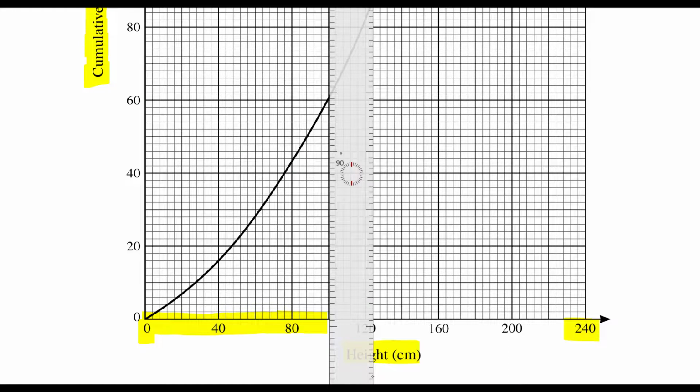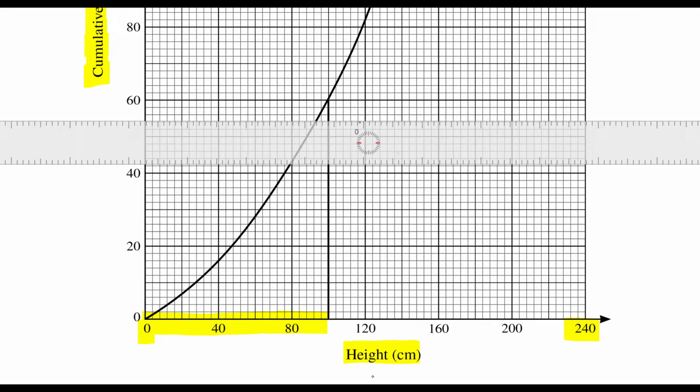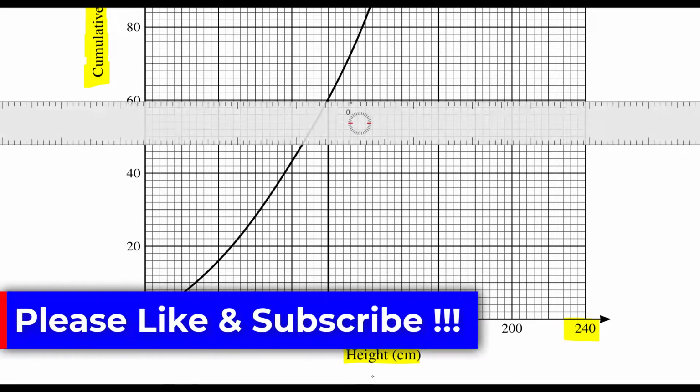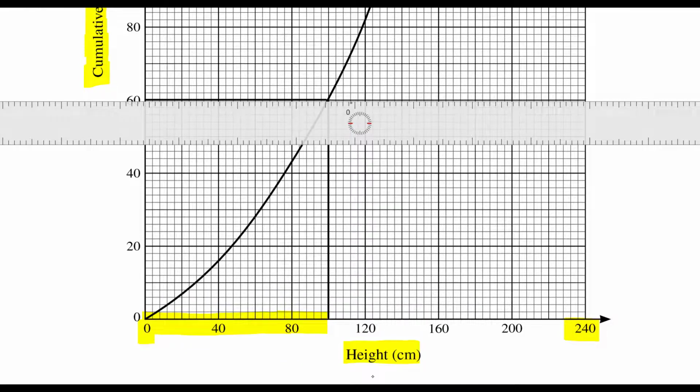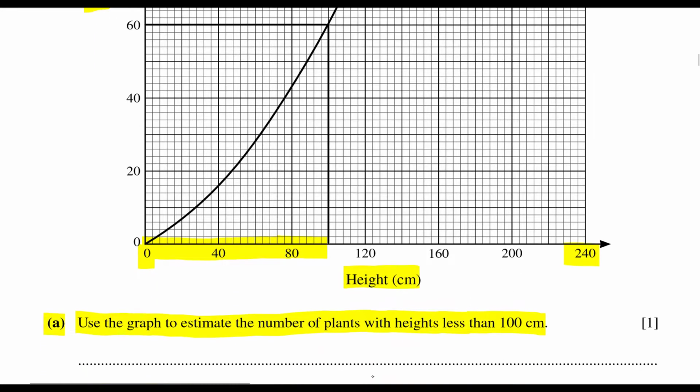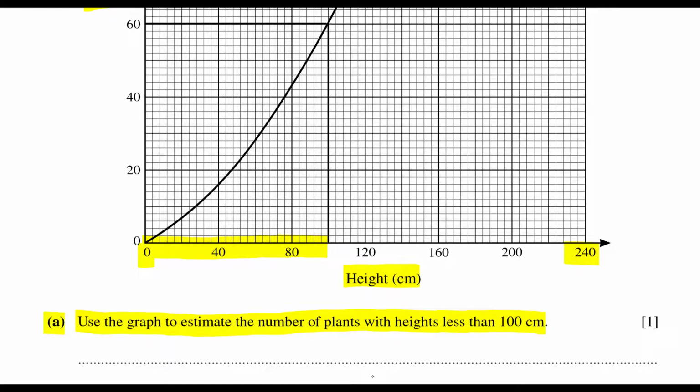So here is the ruler. We can go from 100 to the curve, and then from the curve we find its corresponding frequency, which is 60. So we'll give our answer as 60, and since it is only 1 mark, we only need to give the answer. 60 here. So there were 60 plants whose heights are less than 100 centimeters.